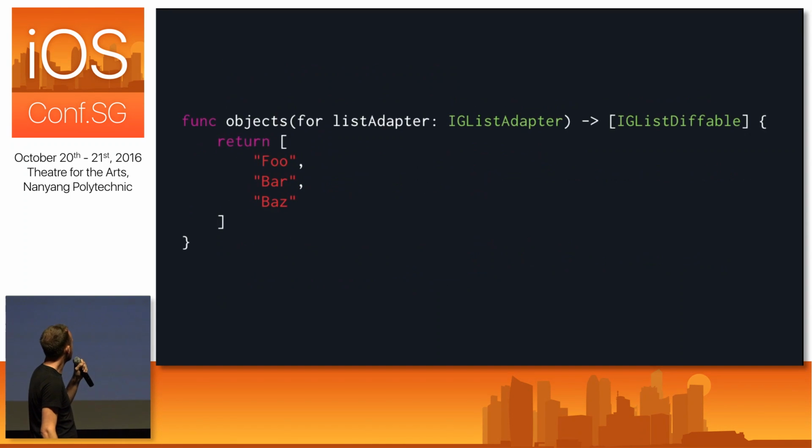So for example, in this data source, we're just returning an array of strings, 3 strings, nothing too fancy. Notice the return type is an array of IGListDiffable. So that's all it takes to use the diffing algorithm: this really, really tiny protocol that we include default categories for, so that any object automatically conforms.